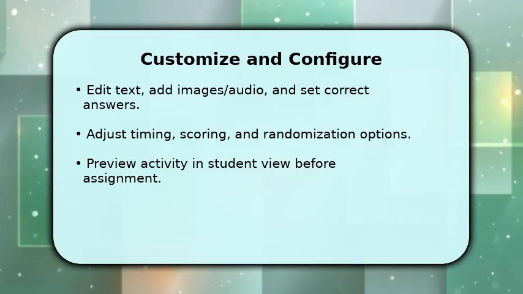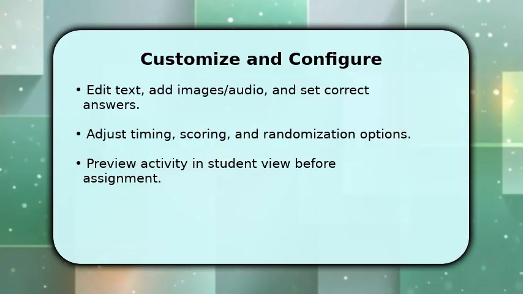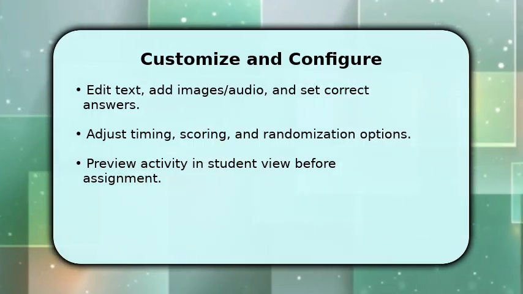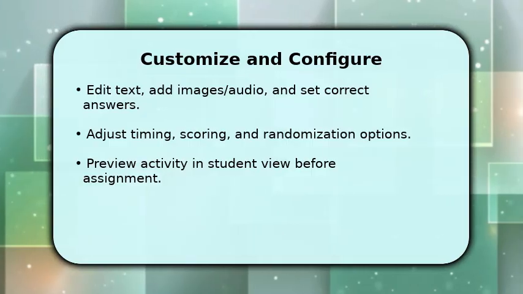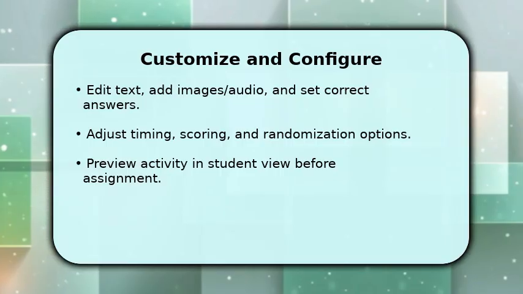Next, configure timing limits, point values, and whether items shuffle. This affects engagement and fairness. Once configured, use the preview or student view to verify layout, text readability, and navigation flow. This step catches UI issues early.